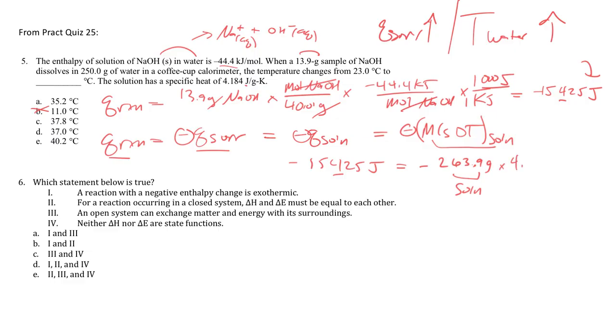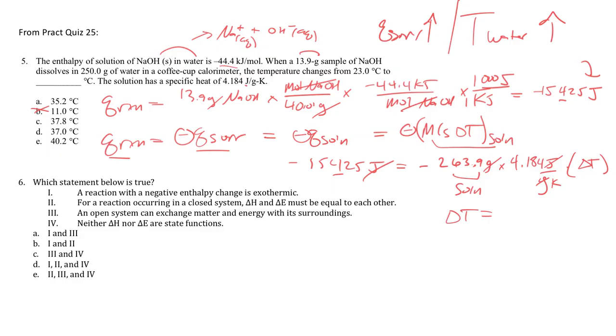Then times the Cs, the specific heat, 4.184 joules per gram Kelvin. And then let's just leave this as delta T and calculate it later. So let's leave that as the temperature change and solve for delta T. You see how I'm going to take 15,425 and divide by... my joules are canceling and the grams are canceling. So I'm going to solve for my delta T just by taking negative 15,425, divide by negative 263.9 and divide by 4.184.